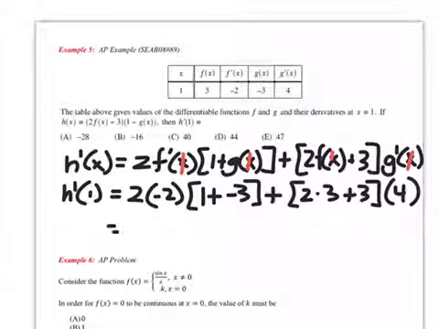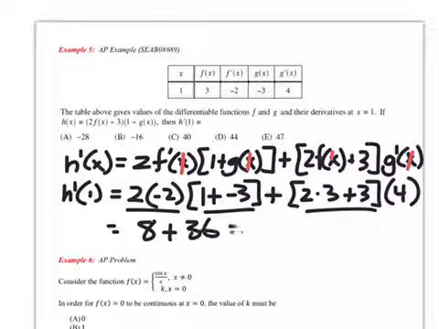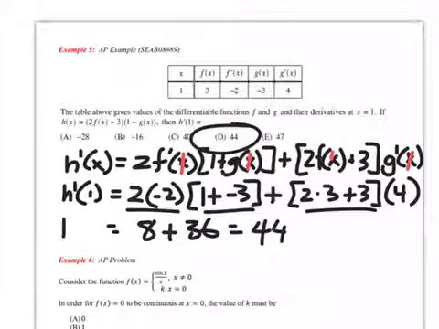So that would be negative 4, right? Negative 4 times negative 2, which is 8, plus this would be 9 times 4. That'd be 6. Yep, 6 plus 3 is 9 times 4 is 36. So I'm thinking I get 44 for h prime of 1.